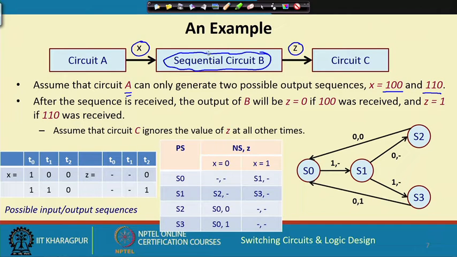And this sequential circuit is designed in such a way that when 100 is received, Z will be set to 0, and when 110 is received, Z will be set to 1. Now, you understand this situation. I am trying to design a circuit which is being fed with 3 bits in sequence, and out of the 8 possible combinations only 2 of them are valid. They are 100 and 110.